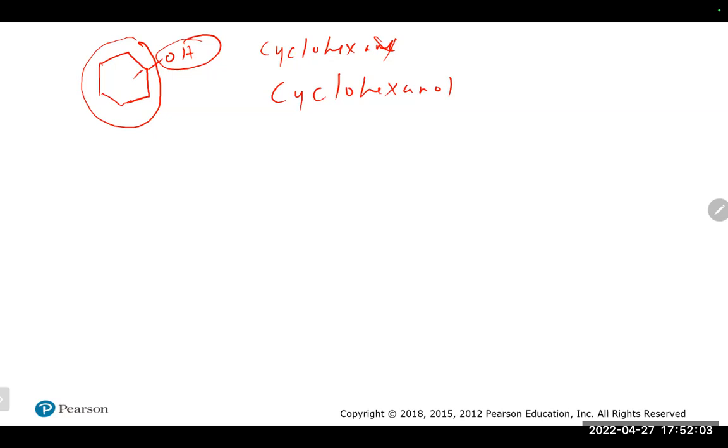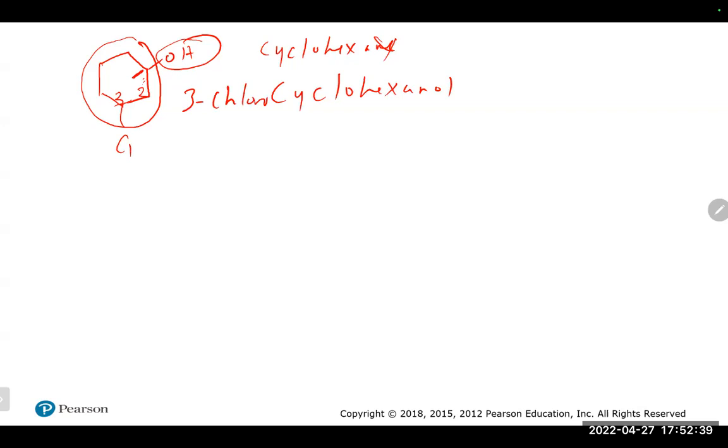But if you did have something attached, again, I'll just throw a chlorine in there. You would then obviously need to number the other group that's attached there. Again, you wouldn't need to give the number for the OH because wherever that is would be 1. In this case, going clockwise would actually get us the smaller number versus counterclockwise, which would give us a larger number. And that would turn that into something like 3-chlorocyclohexanol, would be the name of that.